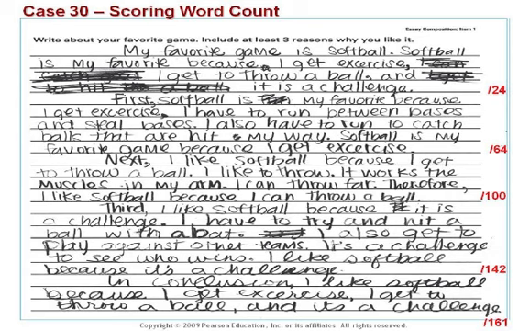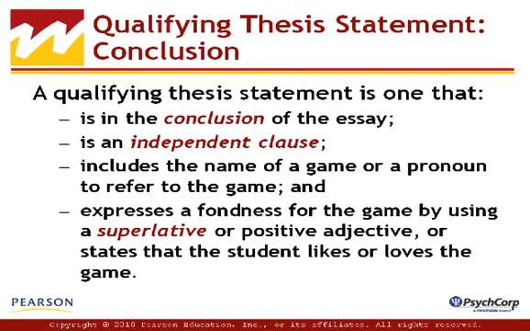And that is the case. He likes it because he gets exercise. He uses the exact same keywords. So for conclusion, again, there is a qualifying thesis statement. For your conclusion, the qualifying thesis statement often will be an independent clause, because what you typically want to do is use some transition word to move to that final paragraph. So "I like softball" is the qualifying thesis statement, and in addition, he also states his reasons using the same keywords. So 2 points for conclusion.